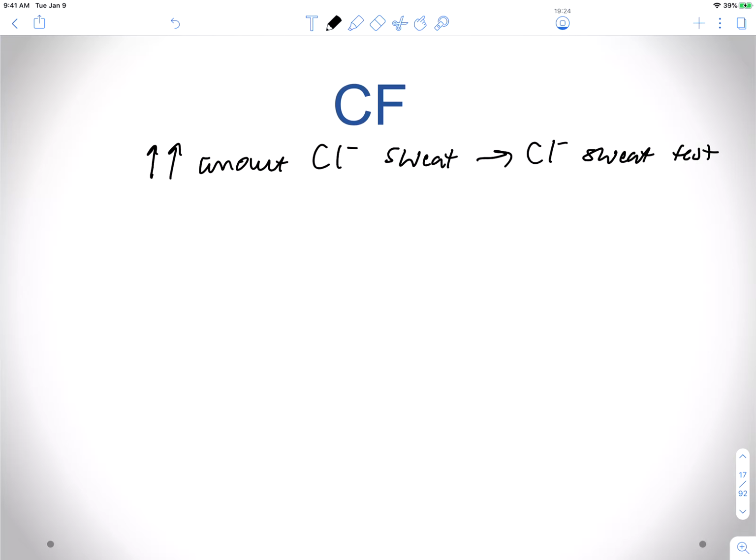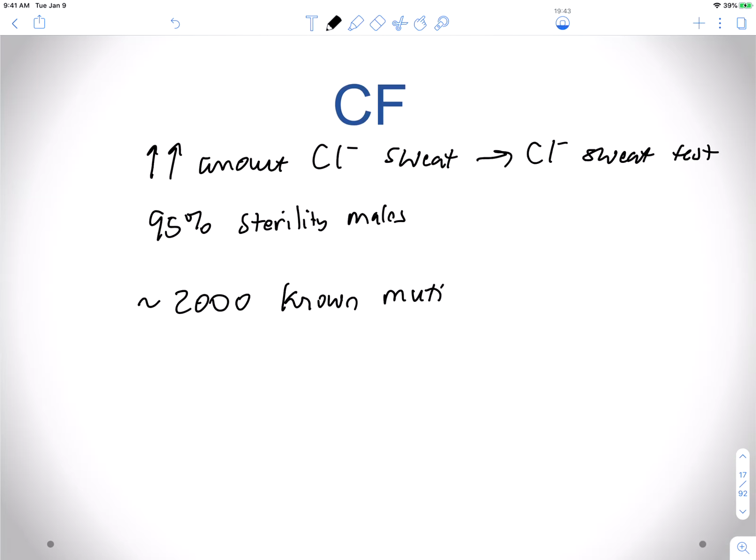Okay, and then you have a 95% sterility of males. So they cannot have offspring. There's over 2,000 known mutations, which leads to the variety of presentations of this disease.